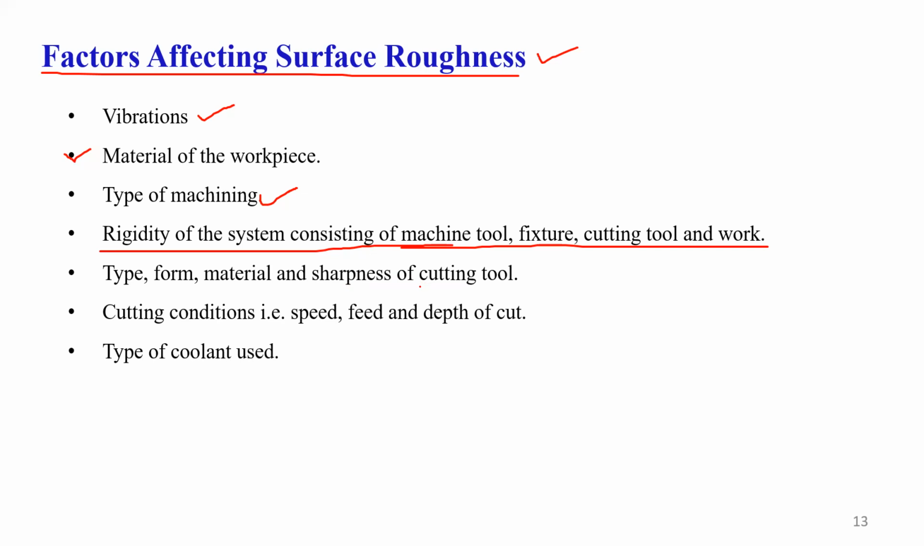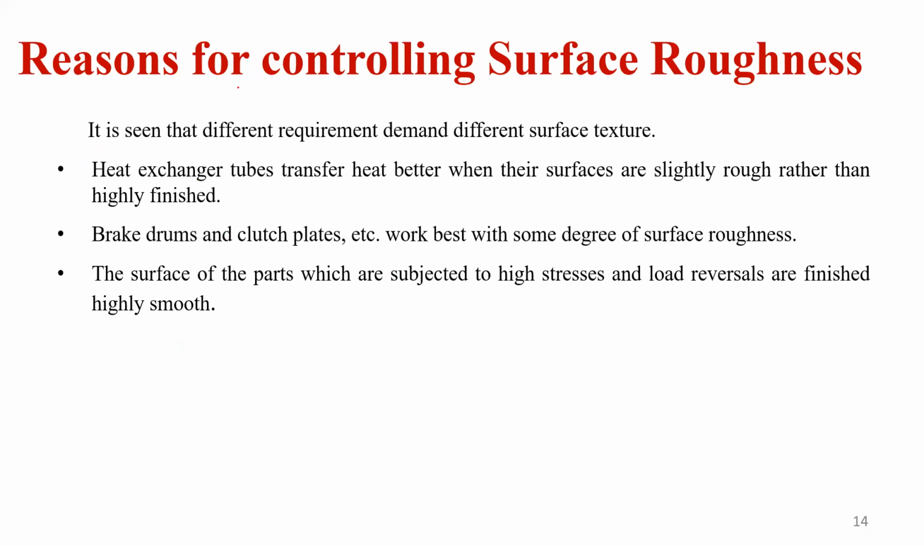And the type of the cutting tool used, the form of the cutting tool used, the material of the cutting tool, and the sharpness of the cutting tool also affect the surface roughness. And the cutting conditions, that is speed, feed, and depth of cut, also affect the surface roughness. And the type of the coolant used will also affect the surface roughness. So we need to control the surface roughness.